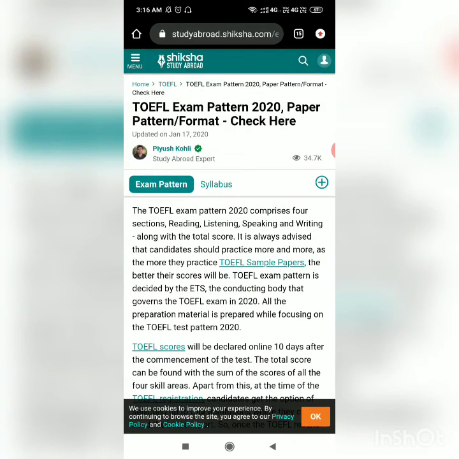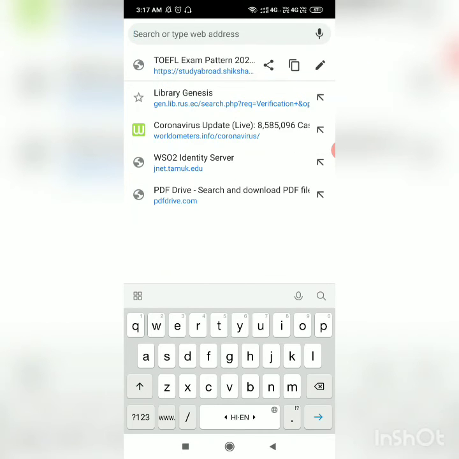So if you score good in both these exams, TOEFL is 120 marks, and if you score around 80, then you are good to go. And if you score around 300 in the GRE, I would recommend that you at least score 300 to get into a decent university in the United States.